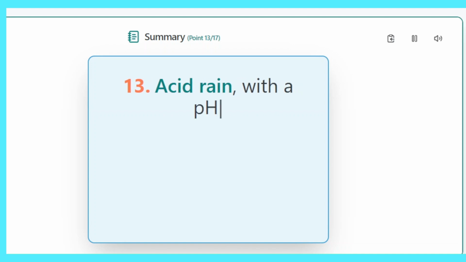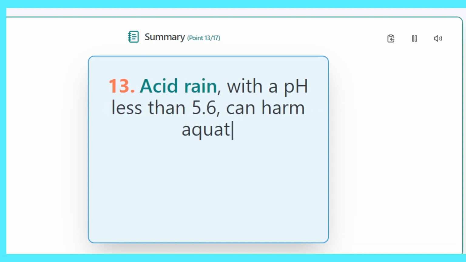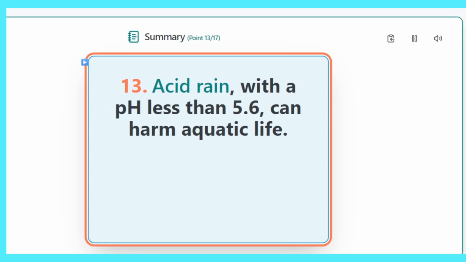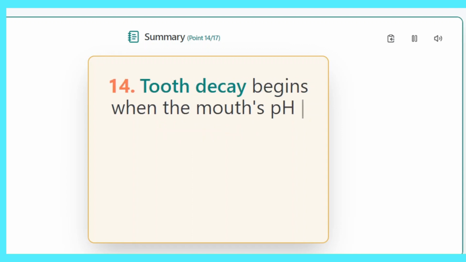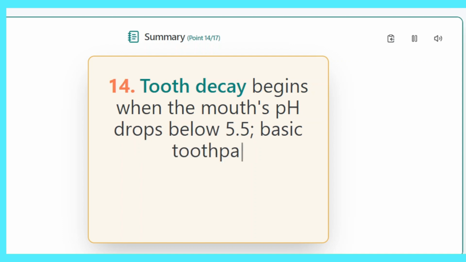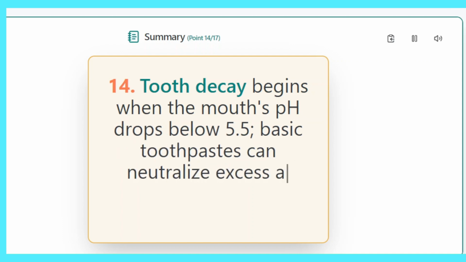Acid rain, with a pH less than 5.6, can harm aquatic life. Tooth decay begins when the mouth's pH drops below 5.5. Basic toothpastes can neutralize excess acid.